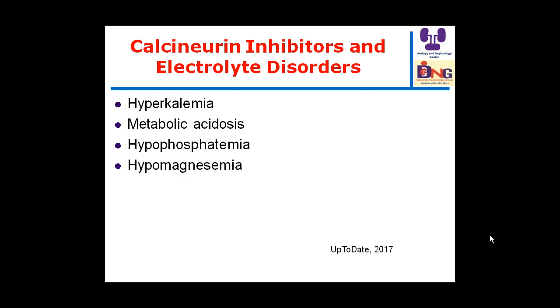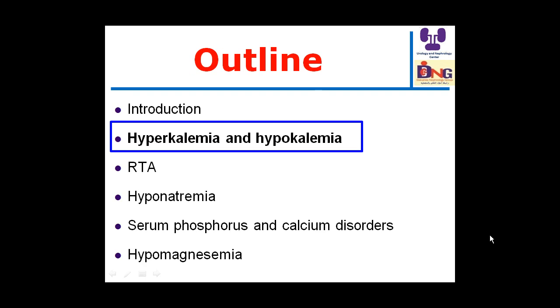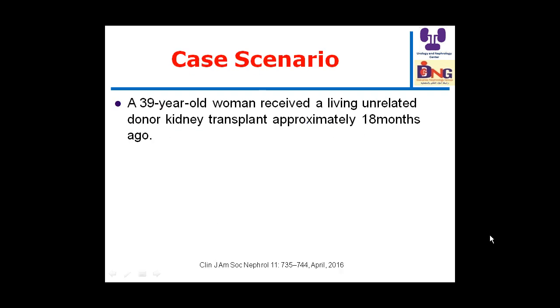Hypophosphatemia, hypomagnesemia, hypocalcemia due to hypercalciuria, all these points, hypos of phosphorus, magnesium, and calcium, are related to increased wasting of these electrolytes by the use of calcineurin inhibitors. Let me start the journey with this case.